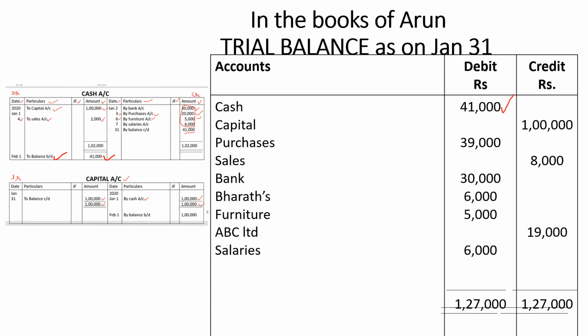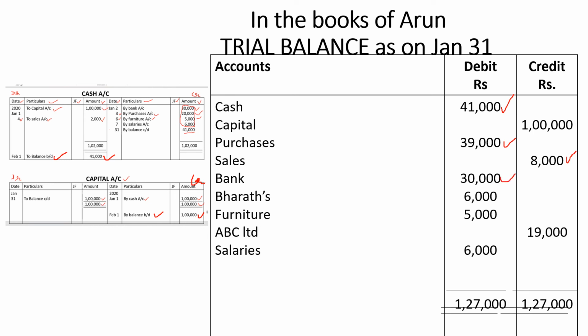Then in the same way, check the capital account. In the ledger account it is by balance brought down. Here 1 lakh, it is on the credit side. So 1 lakh rupees credit balance we got. So in the trial balance, in the credit column we have to write 1 lakh rupees. Likewise, purchases we got 39,000, sales 8,000 credit balance we got.